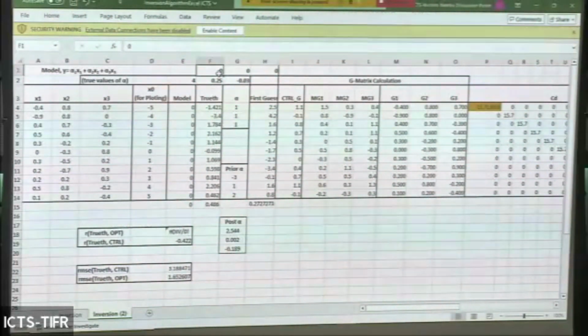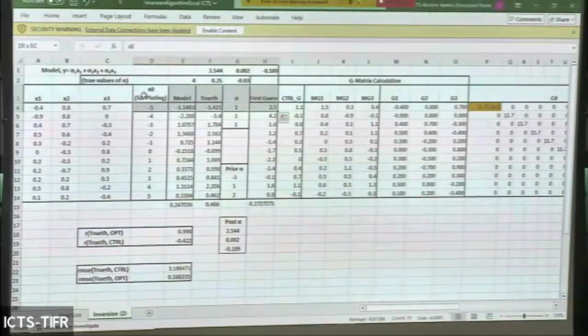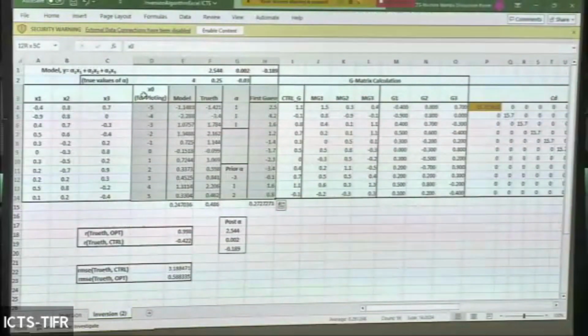I think it's here, so I can see it. 2.544, 0.002 minus 0.189. Okay, so I got the fit. Now let us see whether, let's plot everything and see whether the modified alpha, which is this one, prior alpha is this. What is the outcome of the model y function for these two priors? Let us plot and see.